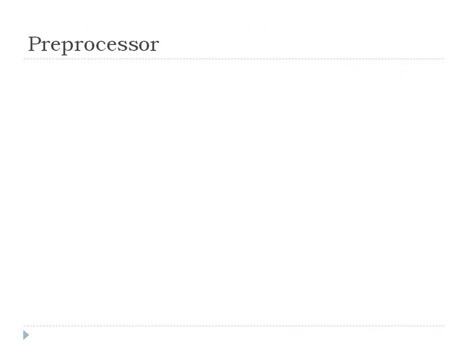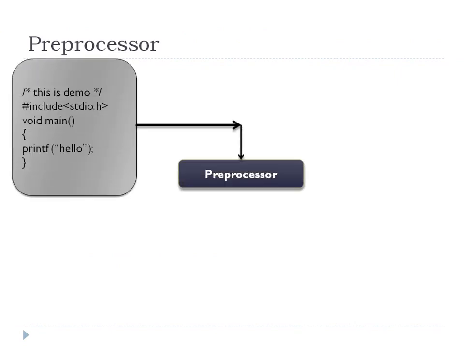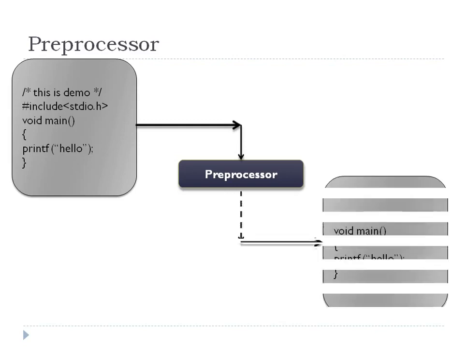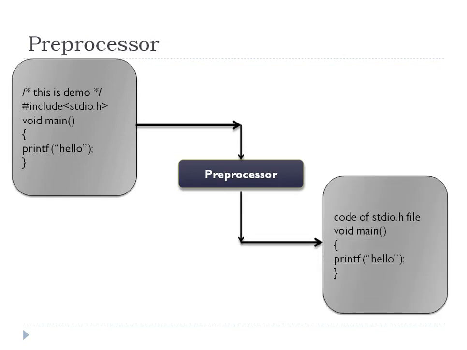So first step, preprocessor. What is the purpose of the preprocessor? Say for example, this is our program. First line is a comment, and then we have included a header file, and this is a simple main function. We are printing a simple message, hello. So what will the preprocessor do? First task, the preprocessor will remove comments from the code. So if you can see, the comment will be removed by the preprocessor. So in the generated file there is no comment.